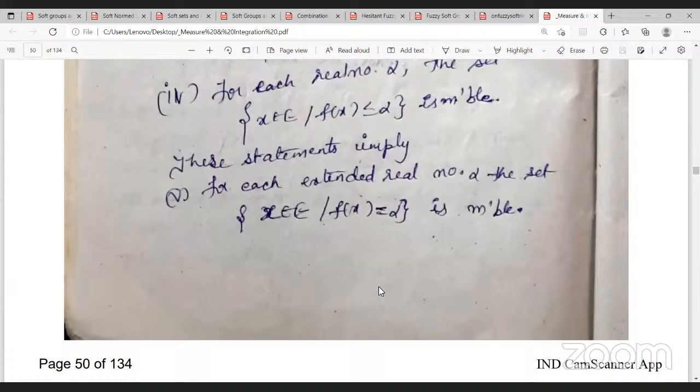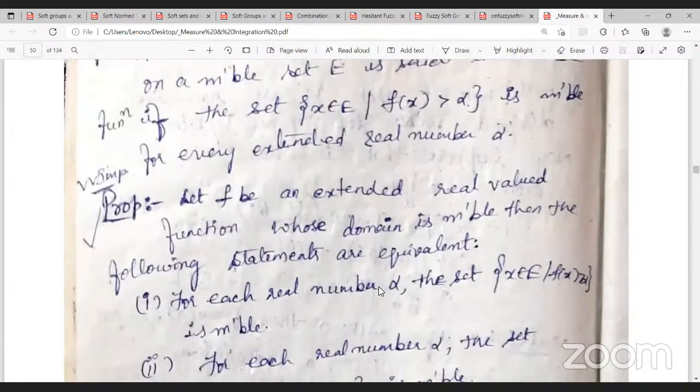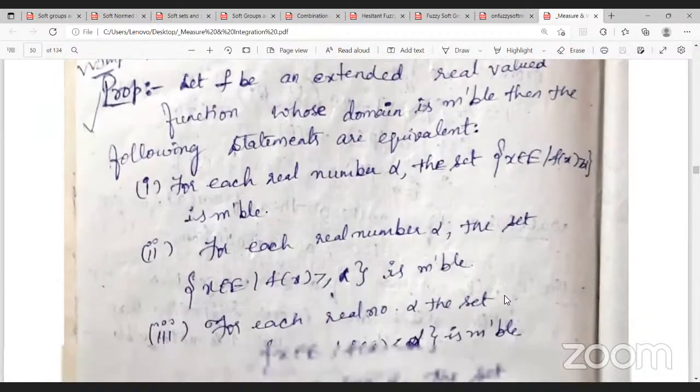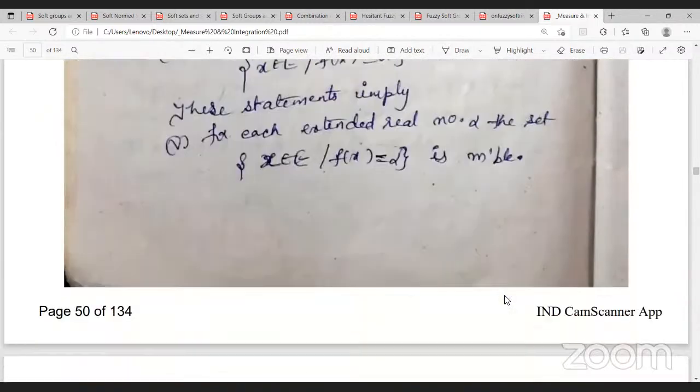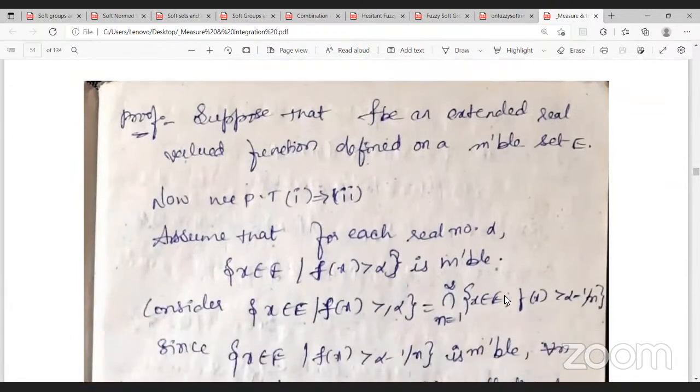And observe here, the first is the definition. The first property is, if you want to say any set is measurable, a measurable function satisfies that there exists a set containing the elements which belong to E and satisfy the condition f of x greater than alpha. That is a measurable set. No need to prove. And observe here, the proof. Suppose that f is an extended real valued function defined on a measurable set E, and first implies second.